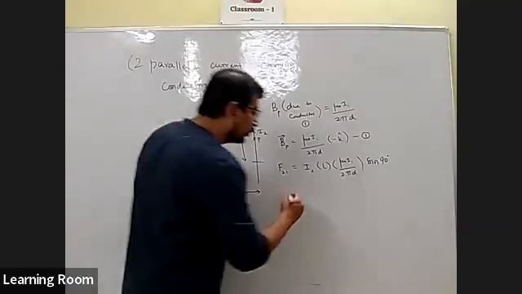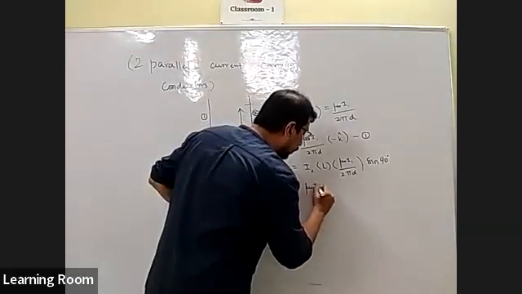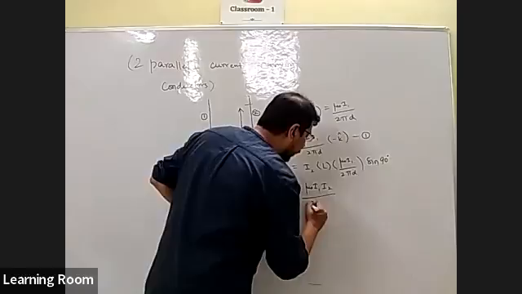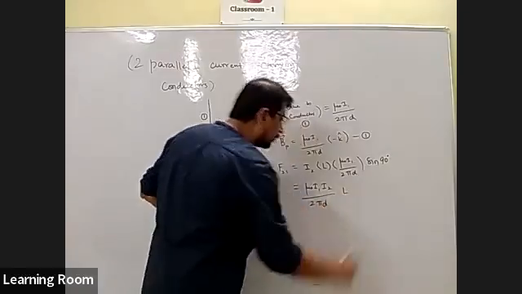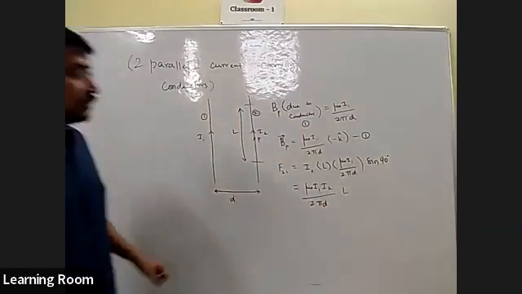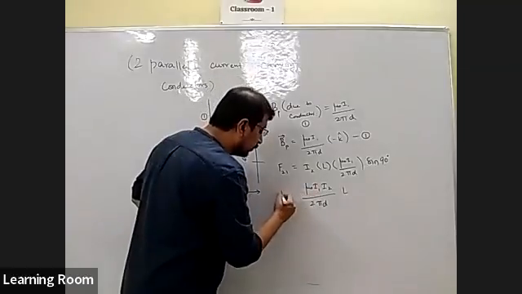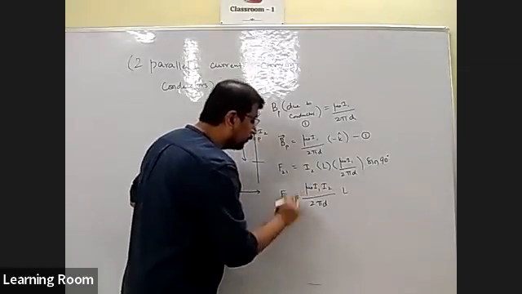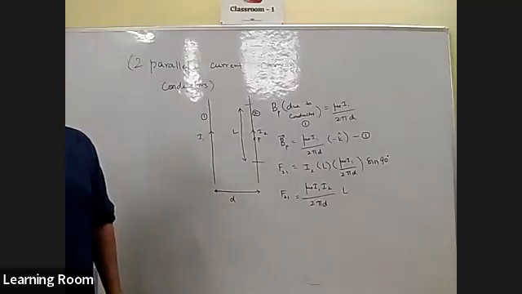So this will be equal to mu naught I1 I2 divided by 2 pi d into L. Right? This is the value of F21.